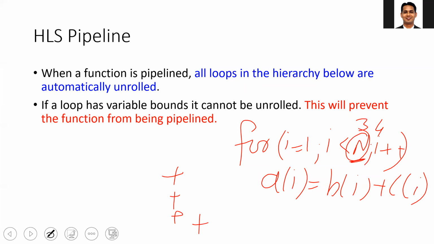So in that case, the loop cannot be unrolled. There are a few things to tell the hardware the minimum and maximum value, and based upon that the tool can take it. But if you don't use anything, then the loop cannot be unrolled and your functions will not be pipelined.